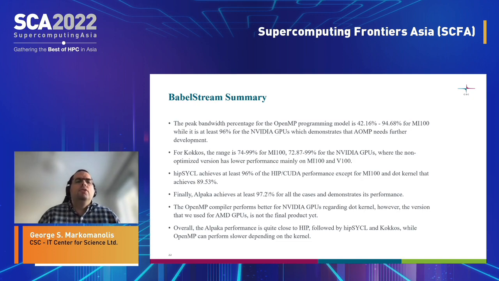Also, this indicates that Kokkos is not optimized in BabelStream, which indicates that there is some learning curve to optimize Kokkos. HIP CUDA achieves 96% of the HIP, except for the MI100 and dot kernel that achieves 89%, while Alpaka achieves 97.2% for all the cases.